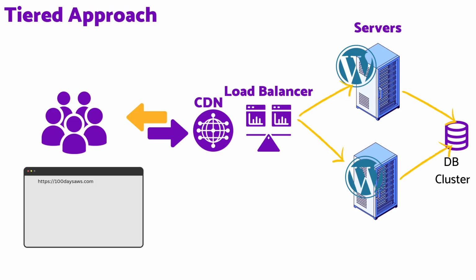With the tiered approach, we are going to split up our DB cluster and have the data tier separated so that our servers are free and we can scale them horizontally and effectively use the load balancer. That's where the databases in Amazon come in handy.